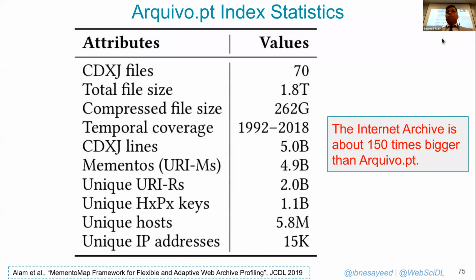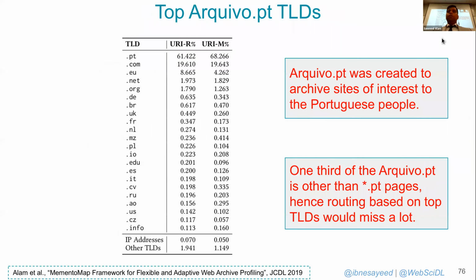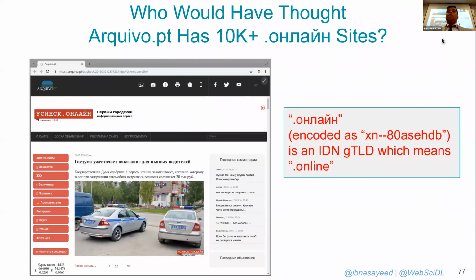What we found in Arquivo.pt's index that we use for evaluation is that there were about 5 billion mementos of 2 billion unique URIs. We used that dataset, and what we found is Arquivo.pt was created to archive sites of interest to the Portuguese people, but one third of Arquivo.pt is other than .pt pages. Hence, routing based on top-level domains would miss a lot. Who would have thought that Arquivo.pt has more than 10,000 sites from this Russian TLD, which essentially means .online in Russian.